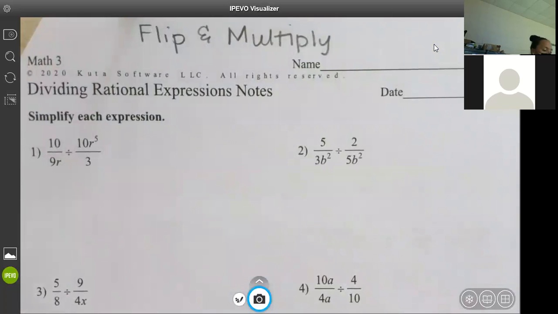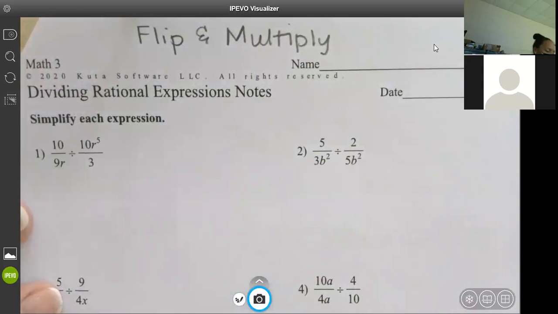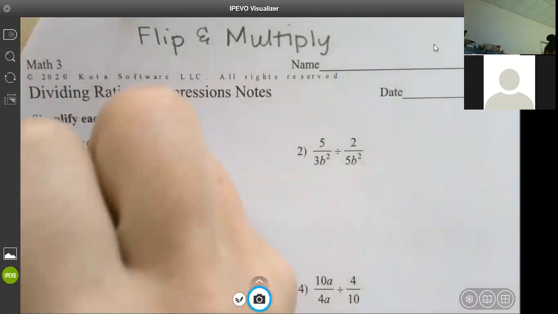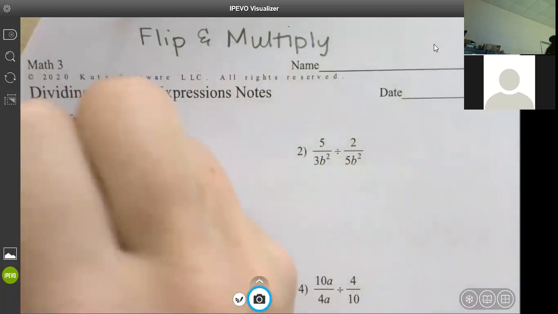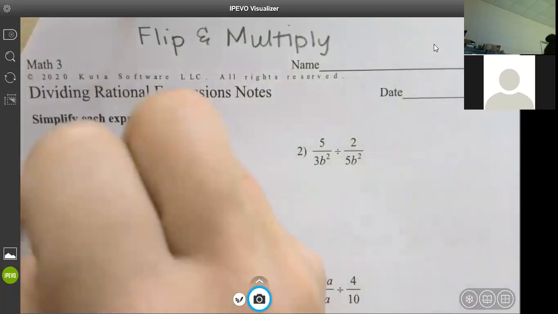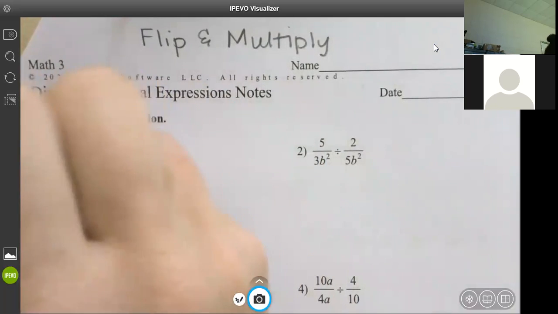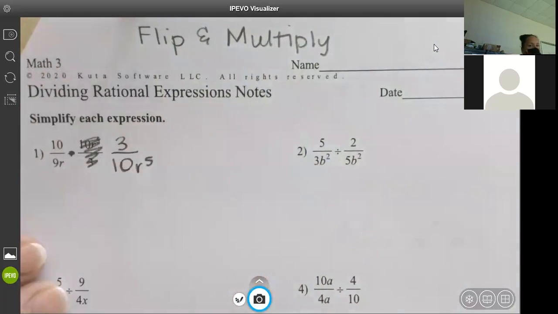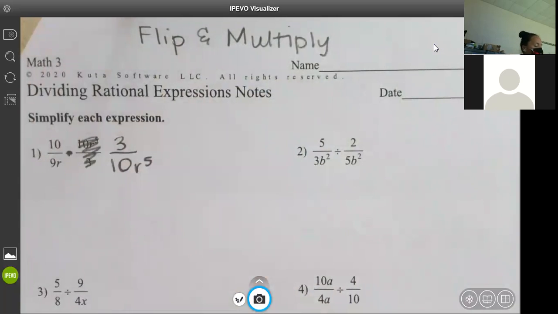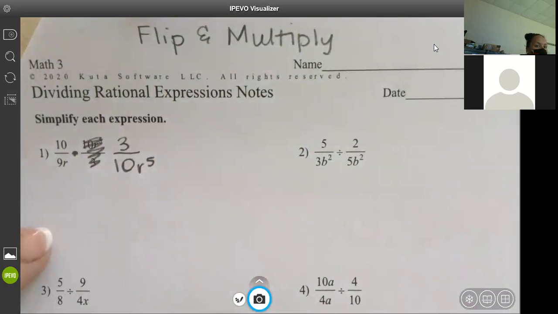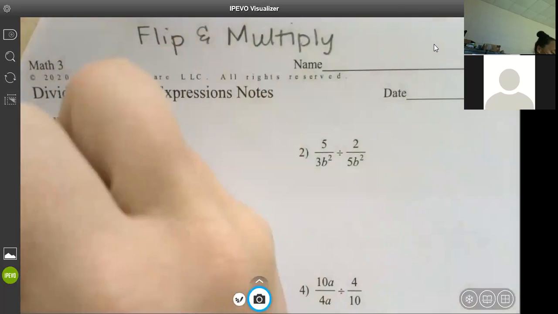So what we're going to do for this first one, instead of divide, we're going to change it to 3 over 10r to the 5th. Mark this one out and change it to a multiply. Then, just like we did on Friday, what's the same on the top and the bottom? What can I reduce? The 10, they're the same on the top and the bottom.